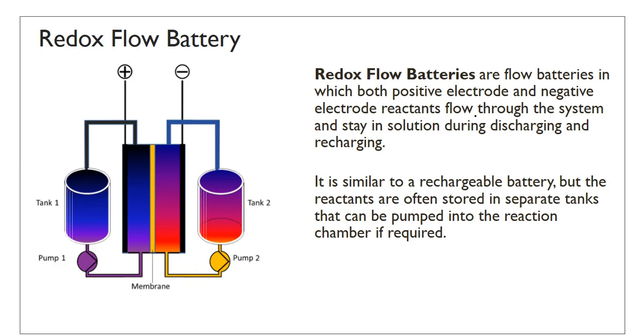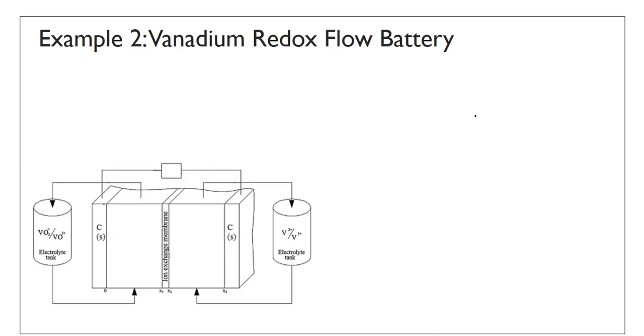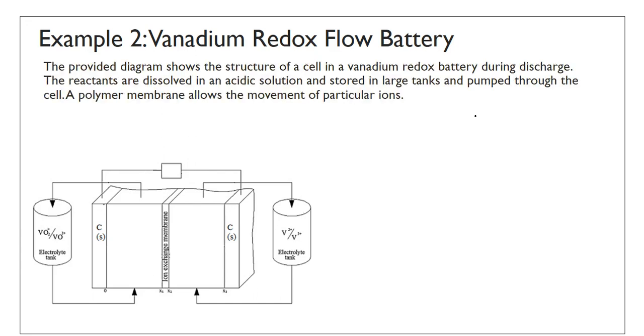You could use it to supply electricity for houses, which I think is the application of flow batteries that is being looked at right now. So we're going to look at one example of a vanadium redox flow battery. This is a diagram showing the structure of a cell in a vanadium redox flow battery during discharge.